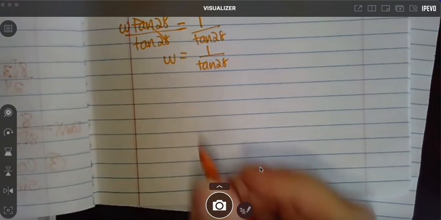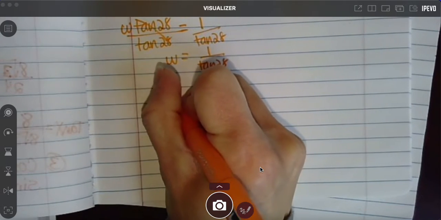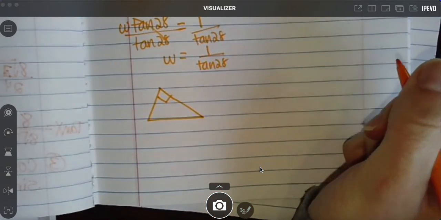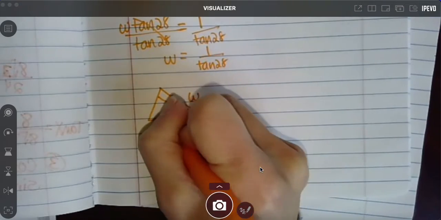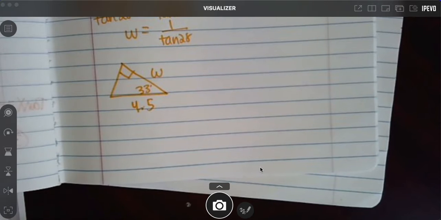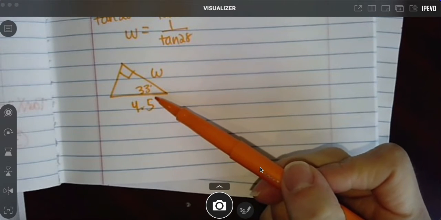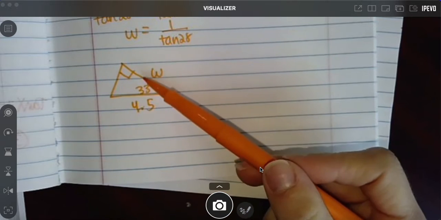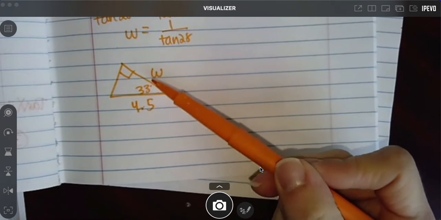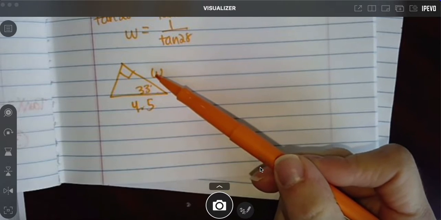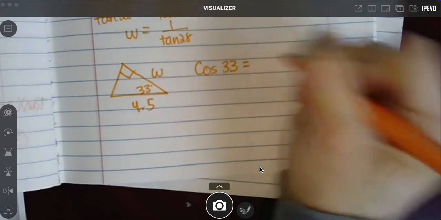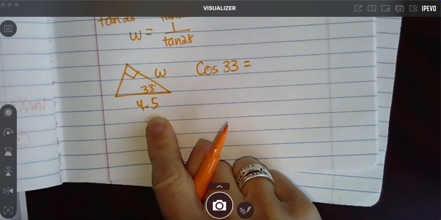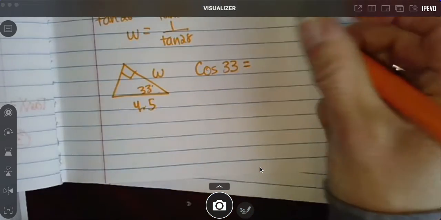All right, let's do another one, because we need a little bit more practice. That doesn't look much like a right angle, but it's supposed to. I have 33 degrees and 4.5 and my W. So the first thing I have to do is figure out sine, cosine, or tangent. Well, sine would be the opposite. Do I have that? No. Cosine would be adjacent over hypotenuse. Do I have that? Yes. So I'm going to use the cosine of 33 equals the adjacent over my W, over my hypotenuse, 4.5.